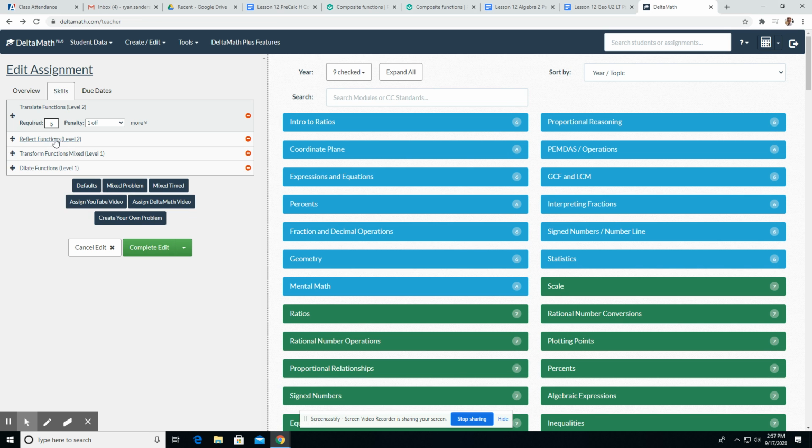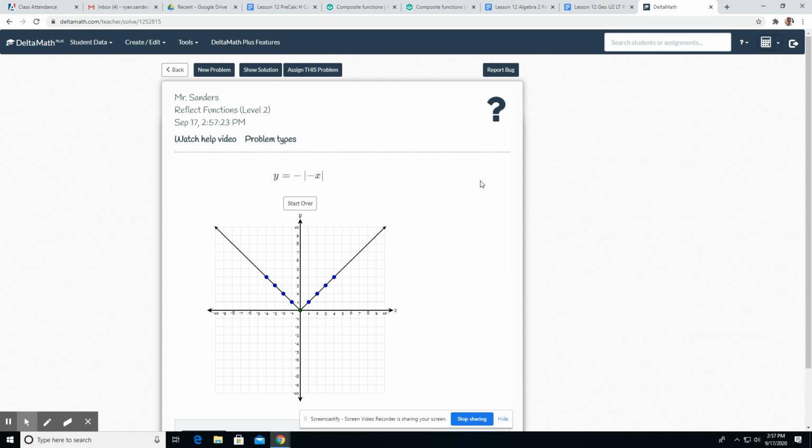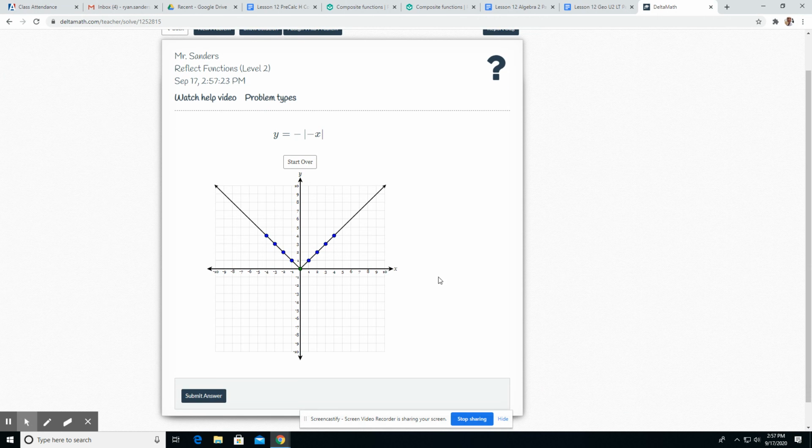Next is reflecting functions, level 2 problem. So this is where we might have to be more careful about our inputs and our outputs to try this out. If we look at this, this is like the parent function of the absolute value of x. So this is the absolute value of x here.